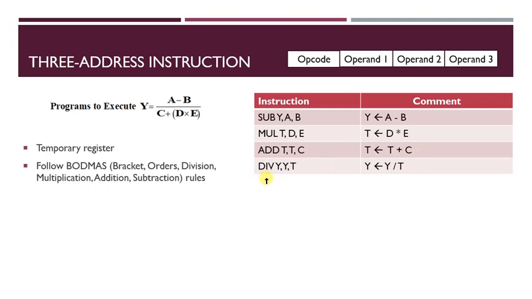And the last one, you do the division, whereby memory Y receives the result of the division of Y and the temporary register. Okay, so this is the comment: the value of memory Y receives the value of the division Y and T. All right, so basically three address instruction is much more complex compared to the one address instruction because it refers to many addresses compared to the one address instruction.